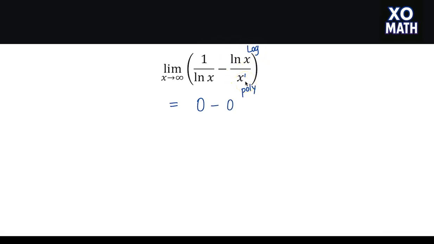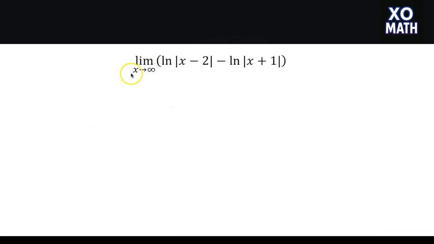So we have 0 minus 0, which is not indeterminate. 0 minus 0 is just 0. So we want to be aware that we can think of each one separately. If we did get an indeterminate form, like infinity minus infinity, then what we'd want to proceed to do is combine these into one quotient so that we could use L'Hopital's rule. But that wasn't necessary here.